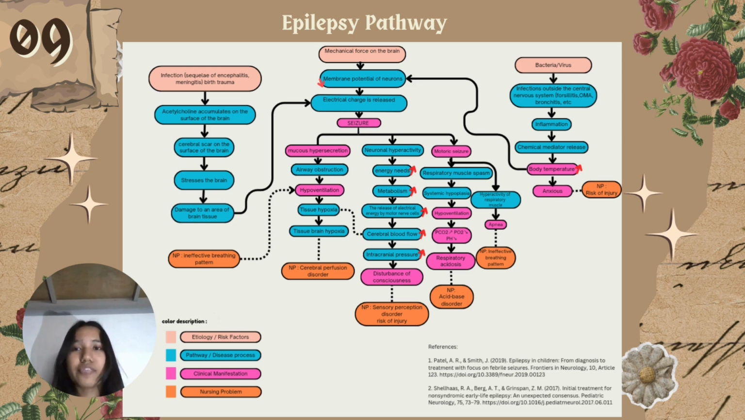And fourth, we have nursing problems. From this process, the nursing problems that arise include ineffective breathing pattern and acid-base disorder due to airway obstruction or respiratory muscle spasm, and cerebral perfusion disturbance due to disrupted blood flow to the brain, risk of injury due to seizure that can lead to accident, and sensory perception disturbance that can occur due to brain damage.